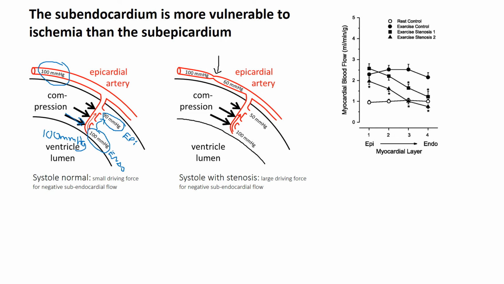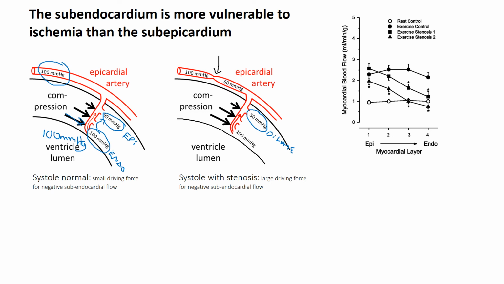Perfusion on the epicardial side is affected by the lower pressure due to the stenosis. Let's say we have a 50 millimeter of mercury pressure in a sub-epicardial artery. But you can vasodilate to compensate for that, because we still have a positive driving force. The epicardium might be just fine, at least under resting conditions, because it vasodilates downstream of the stenosis.